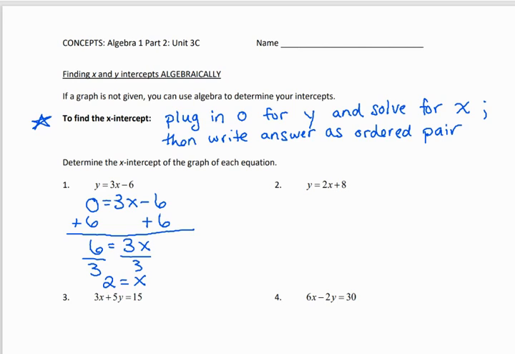But I'm not just going to circle that. As I said, we're going to write our answer as an ordered pair. Remember, ordered pairs are always x, then y. So what did we get for x? We got 2, so that comes first. And then what did we plug in for y? 0. So there's my x-intercept. Does that make sense to people? So we plug in 0, find that x value, and then your ordered pair, for an x-intercept, is always that x value, comma, 0.